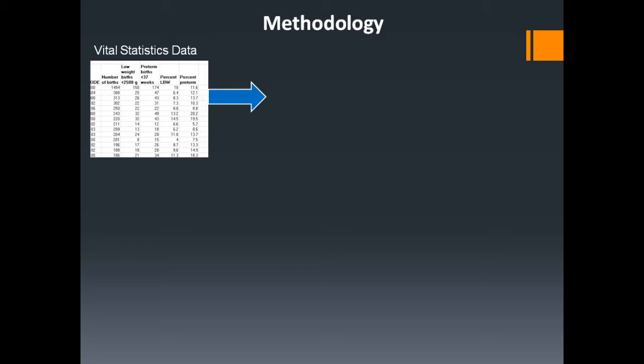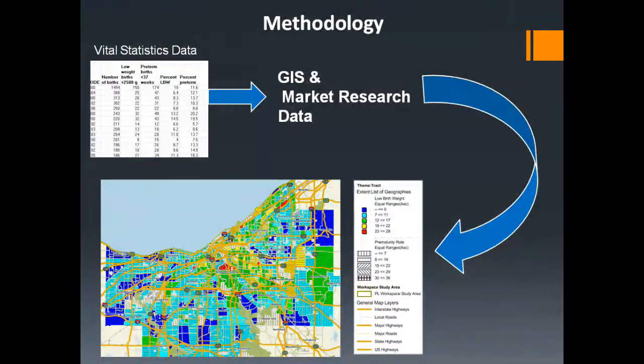I took that data and combined it with geographic information system software and market research data. I was then able to look at what the birth outcome looks like for Cuyahoga County, where we are now. So what I'm going to set you up with very quickly is this map of Cuyahoga County, based on census tract.